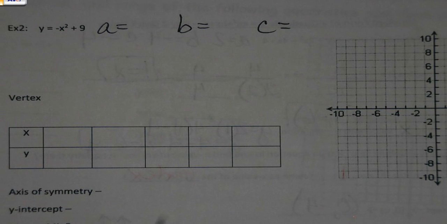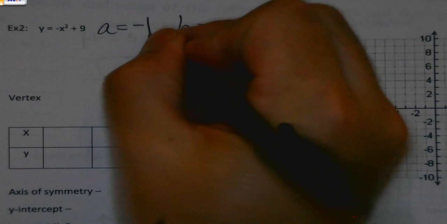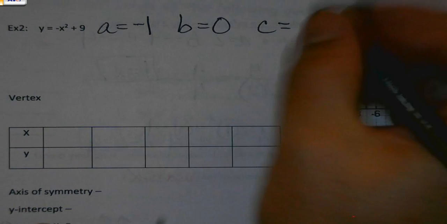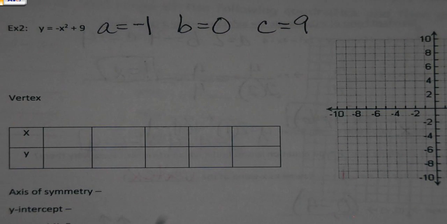All right, so example 2. What's my A value? -1. Okay. So the value in front of my x squared. What about B? 0. Nice. Okay, there's no x term, so my B value is 0. Then my C value will be 9.